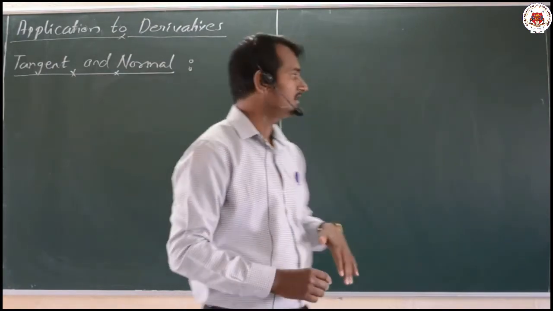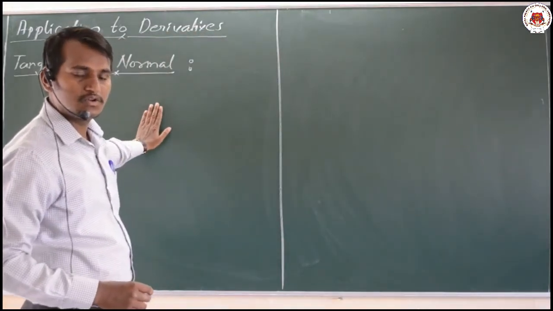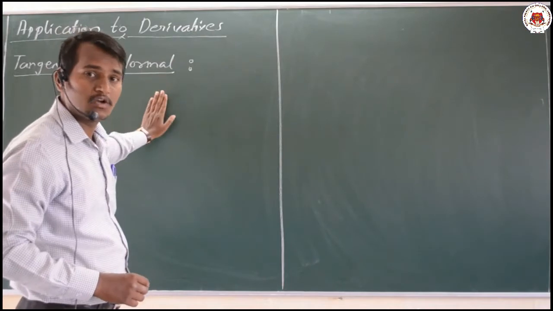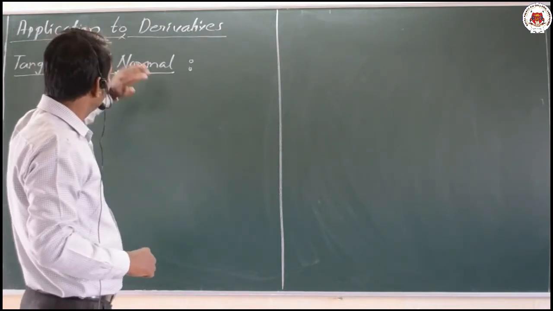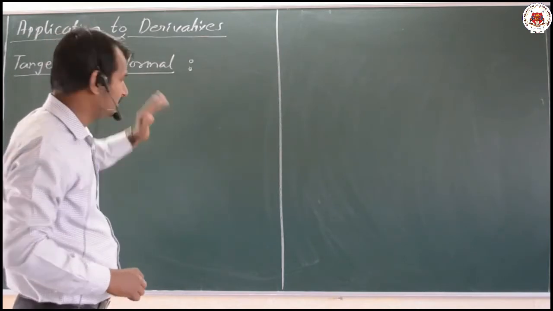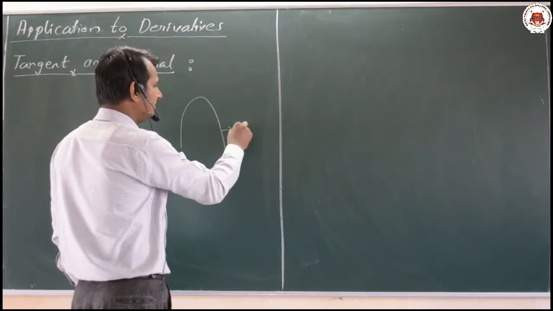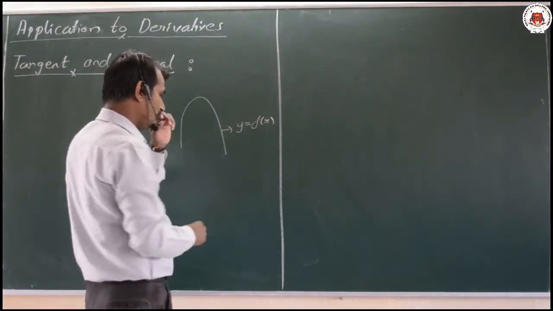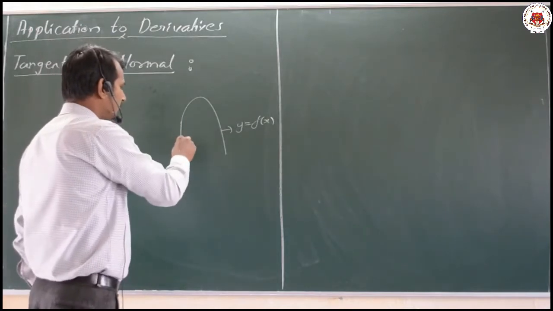Now similarly here we shall start with the tangent and normal. First of all we shall look at what we mean by tangent and what we mean by normal. Afterwards we shall see how we apply derivatives to this tangent. Let us take a curve, that is y is equal to f of x. It is our curve y is equal to f of x.